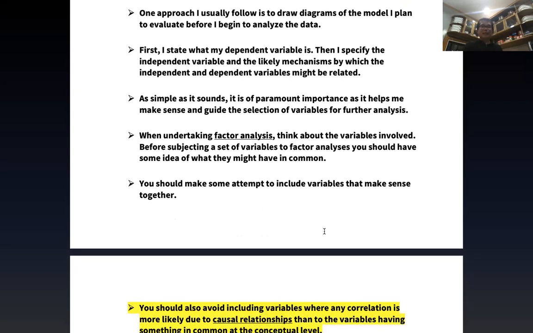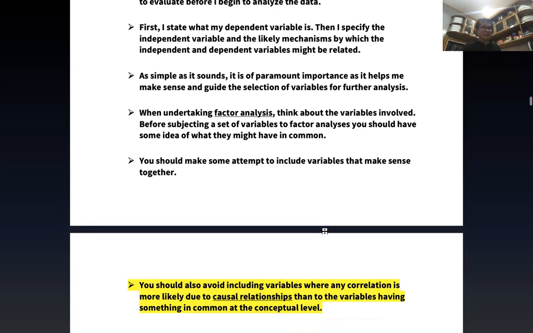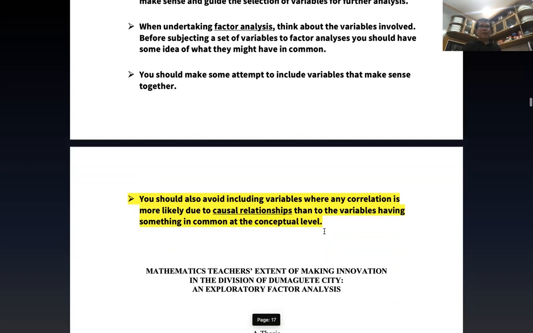When undertaking factor analysis, think about the variables involved before subjecting a set of variables to factor analysis. You should have some idea of what they might have in common. You should make some attempt to include variables that make sense together. You should also avoid including variables where any correlation is more likely due to a causal relationship than to the variables having something in common at the conceptual level.